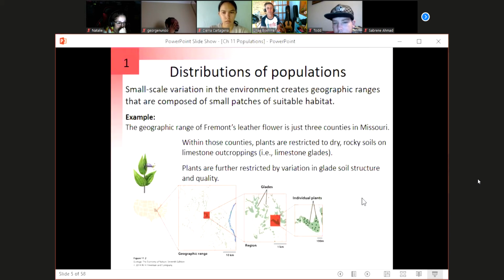This is showing you an example of what I was talking about. This is a teeny tiny little plant, Fremont's leather flower, that is found out in Missouri, and they're found in a specific area. We already know they're found near rivers because they're found in glades. But if you look in these swampy regions, even within there, the individual plants have specific places where they want to live. They are further restricted by variation in soil structure and quality. You can see this in the Everglades as well. The Everglades has areas that are wet, areas that are islands, areas on the islands that have high elevation, low elevation. All of this is going to dictate exactly where you find them.